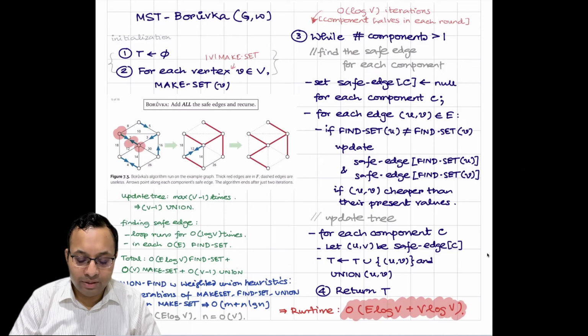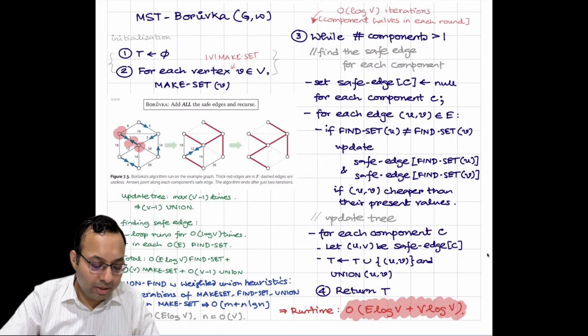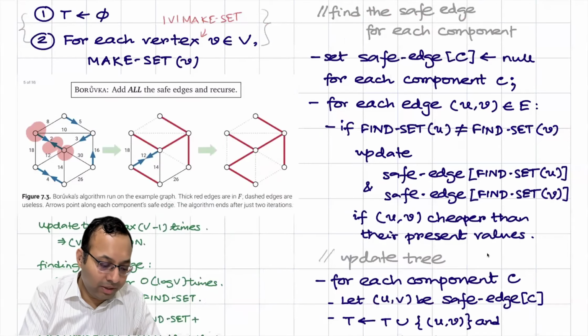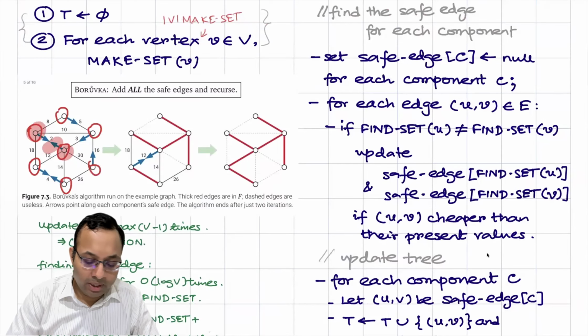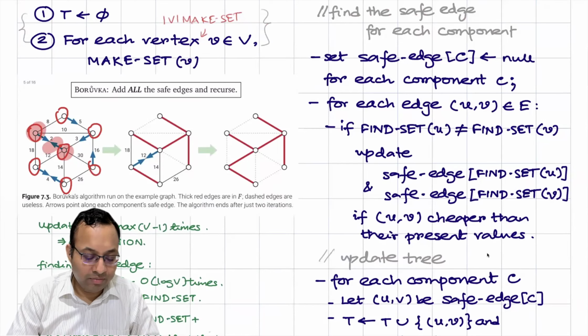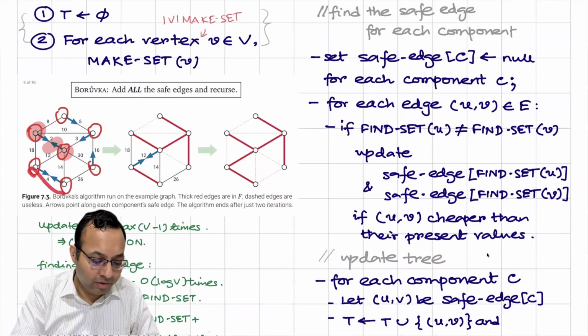And then we just update the tree for each component C. We add the safe edge of C to the tree and continue. And then we return the tree. So let's look at the example here. In the beginning, everything is a different component, the make set operation. Then for each one, we find the safe edge. So as we discussed, these are the safe edges for each component.